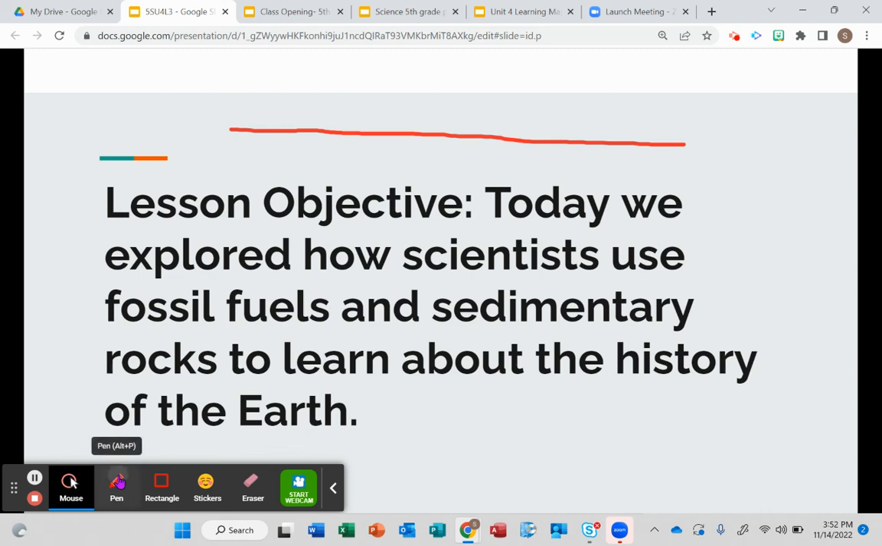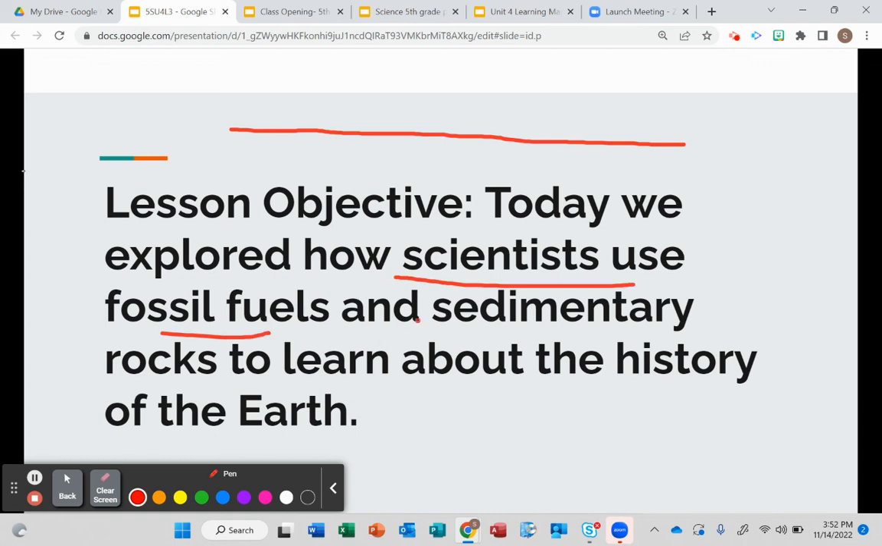All right, let's go ahead and go over today's lesson objective. Today we explored how scientists use fossil fuels and sedimentary rocks to learn about the history of the Earth.